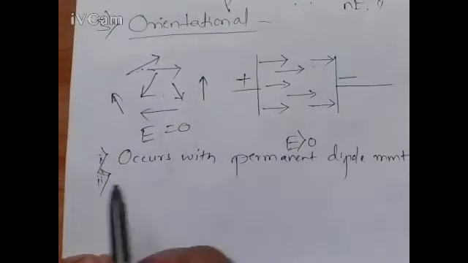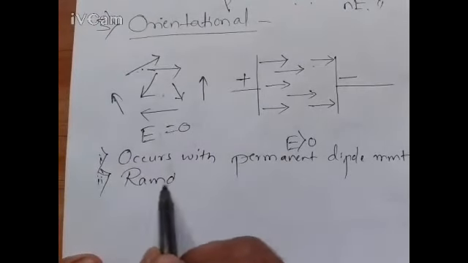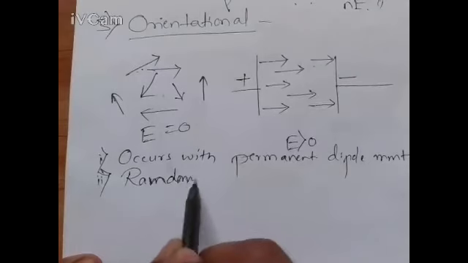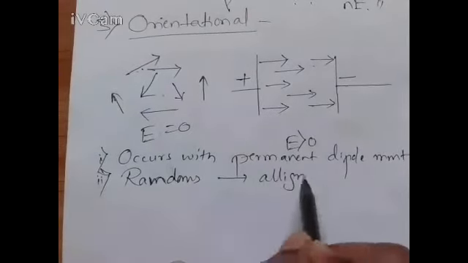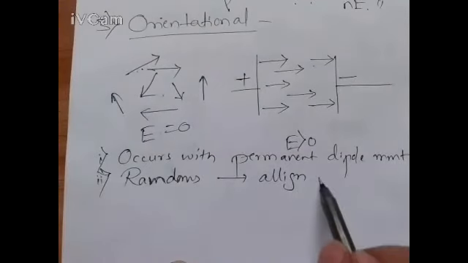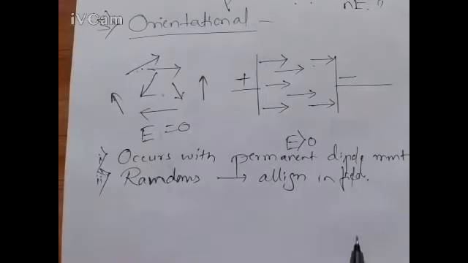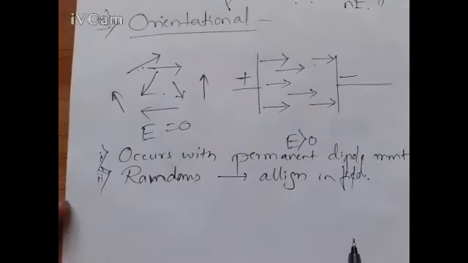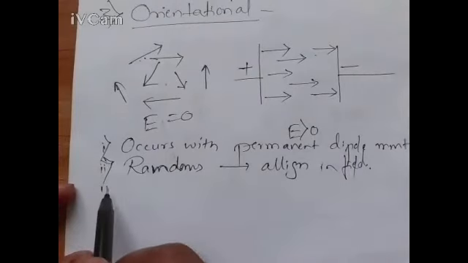Earlier those random molecules will align in one direction, will align in the field. In the field these will be aligned, and it develops the polarization. It develops the polarizability.